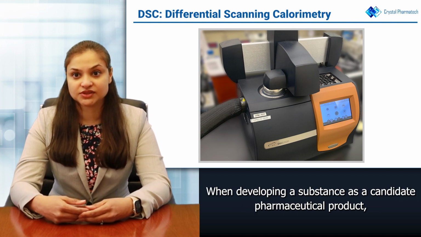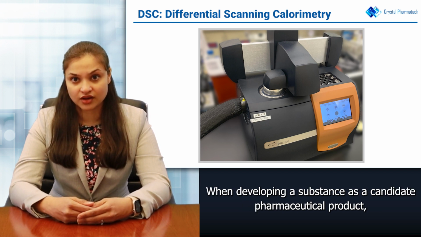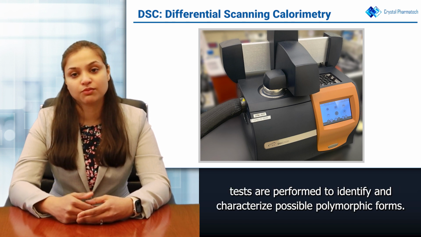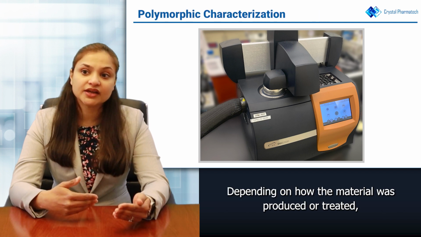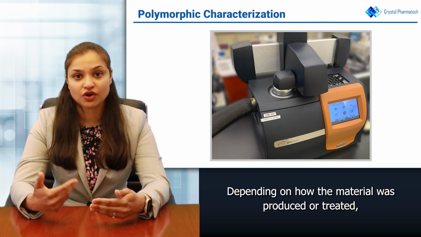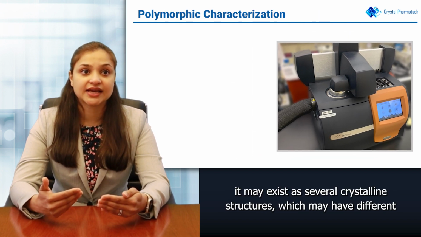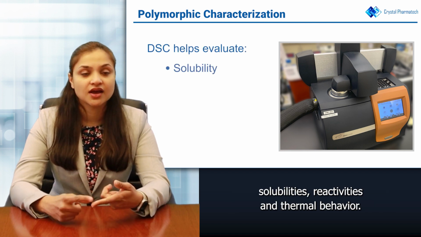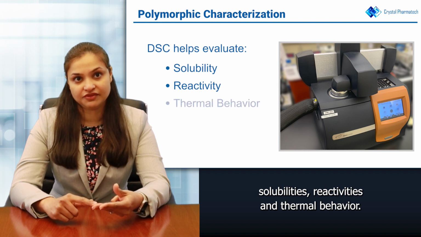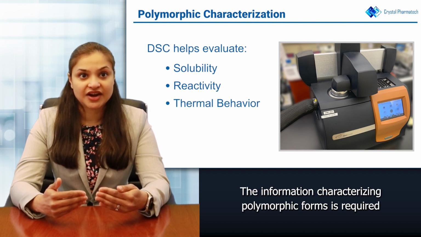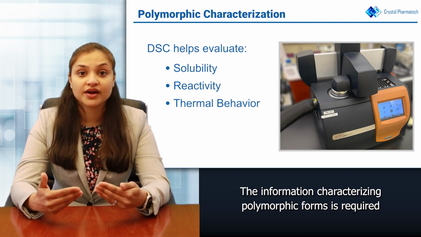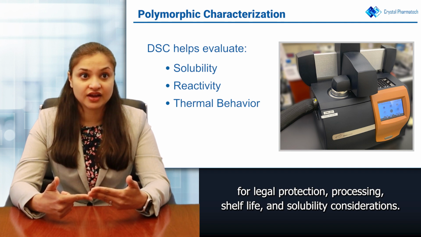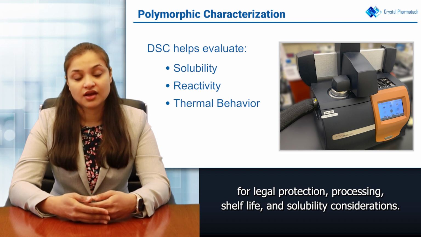When developing a substance as a candidate pharmaceutical product, tests are performed to identify and characterize possible polymorphic forms. Depending on how the material was produced or treated, it may exist as several crystalline structures, which may have different solubilities, reactivities, and thermal behavior. The information characterizing polymorphic forms is required for legal protection, processing, shelf life, and solubility considerations.